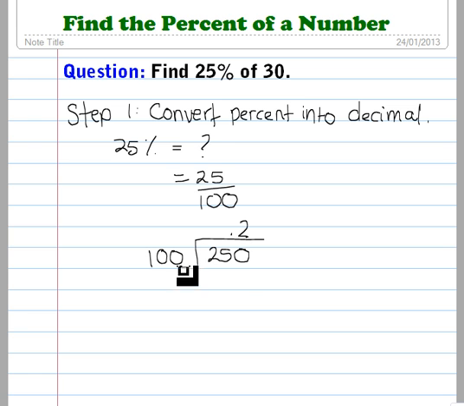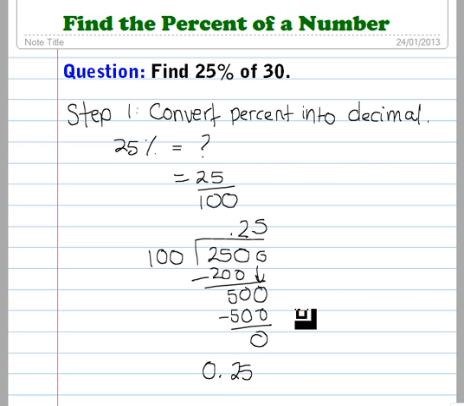Then we're going to do 2 times 100, which is 200. Okay, I'm going to have to add another 0 and drop it. Now, can 100 go into 500? Yes, 5 times. 100 times 5 is 500. We're going to subtract it and have a remainder of 0. So what's our final decimal? We have the final decimal of 0.25. Okay, so now we have our decimal.